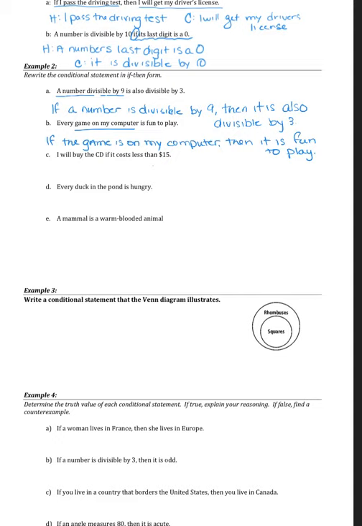All right, now part C, if I read that sentence, I will buy the CD if it costs less than $15. So this one again throws in our magic word if, and whenever that happens, the sentence must start there because we know the hypothesis always follows the if word. So if it, or if the CD, costs less than $15, then I will buy it.